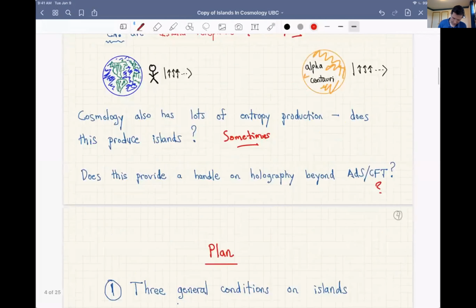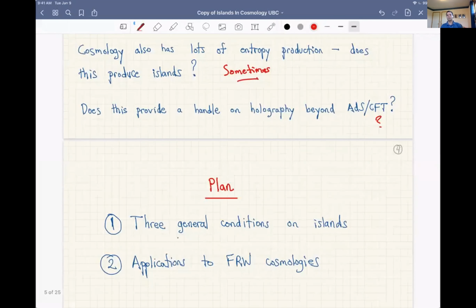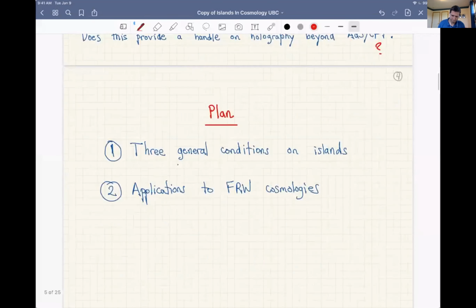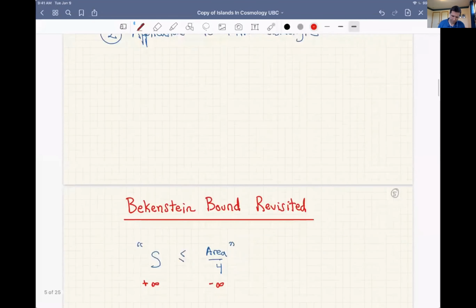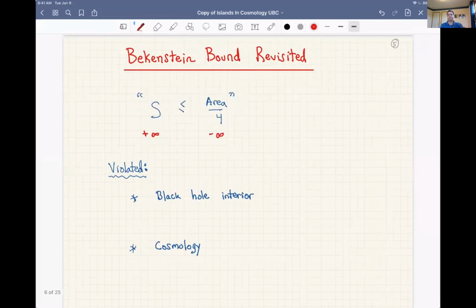So the plan is to first discuss general properties of islands, and I'm going to discuss 3 general conditions that are necessary for islands to appear. Then that'll be just a general discussion in general spacetimes, and then I'll talk about applications to FRW cosmologies. So the first condition is going to be related to the Bekenstein area bound.